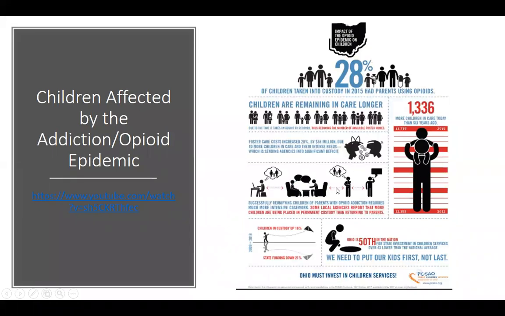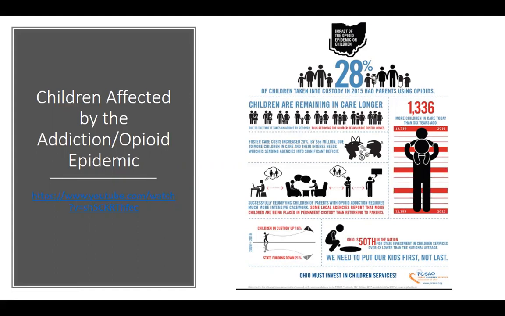Okay, next topic, children affected by the addiction and opioid epidemic. This crisis affects all races and all socioeconomic status levels, but children are really, really affected by this. There's a video to stop and watch to get an idea of how they're being affected and how it's affecting the overall system. They're losing their parents. 28% of children taken into custody in 2015 had parents using opioids. So almost 1 in 3, 33%.